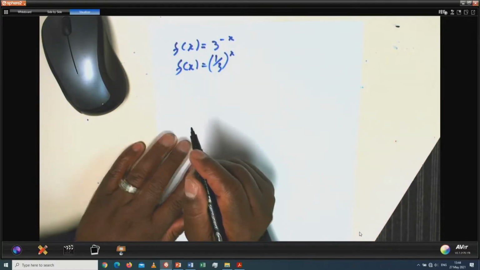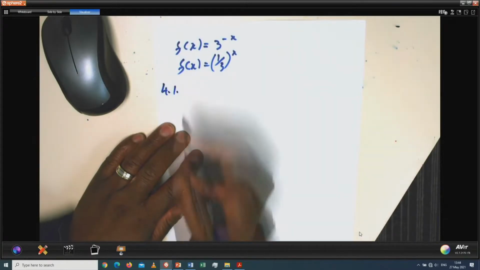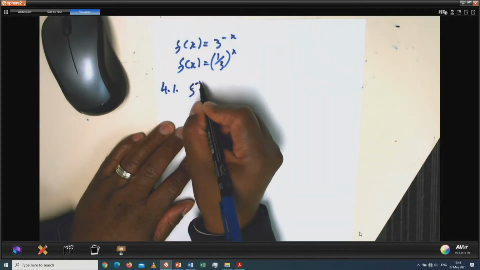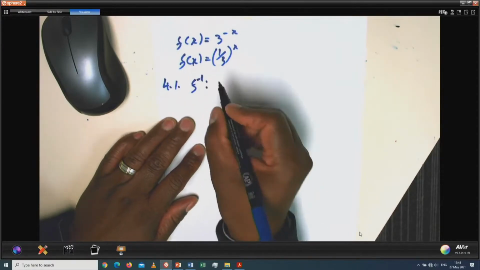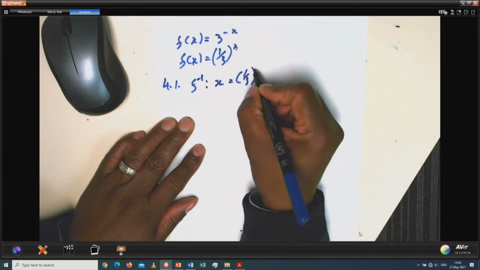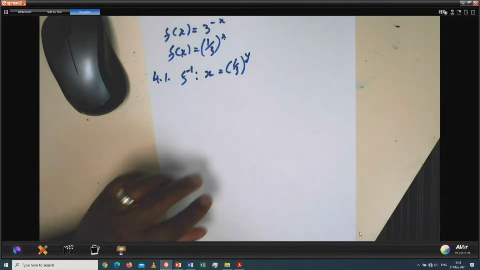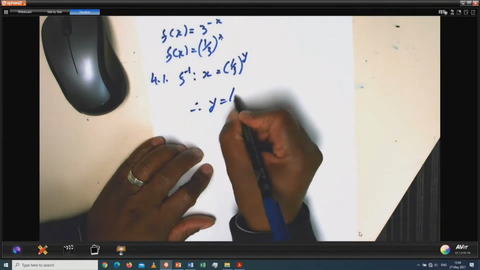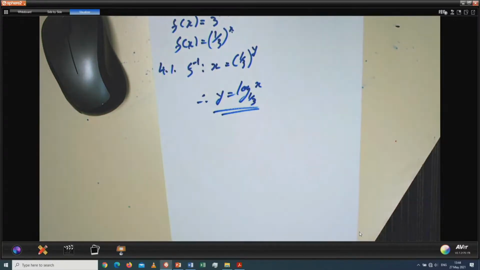The first question, remember, was to determine the equation of the inverse. That was 4.1. Instead of y, we write x, so x equals 1 over 3 to the power y. Now make y the subject of the formula. Therefore, y equals log of x to the base 1 over 3. That is the inverse. I still repeat, the definition of logarithms is key.